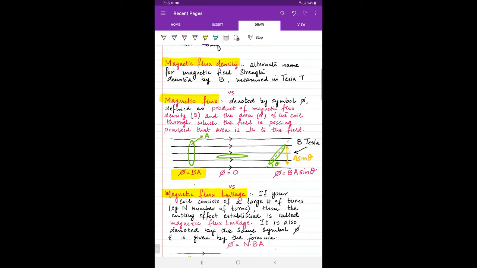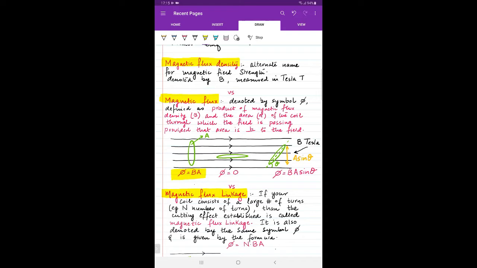Now moving on to the third statement, magnetic flux linkage. So what does this mean? Read the statement first. If your coil consists of a large number of turns, for example, if your coil consists of n number of turns, then the cutting effect established is given a special name known as magnetic flux linkage.